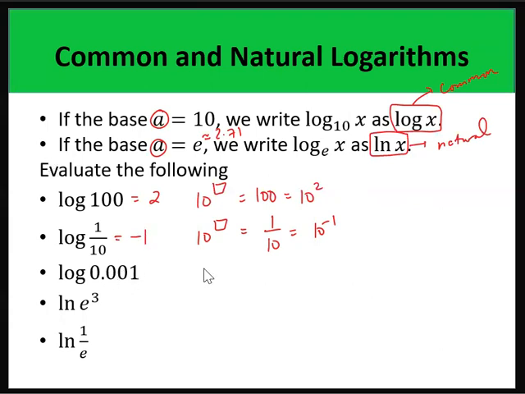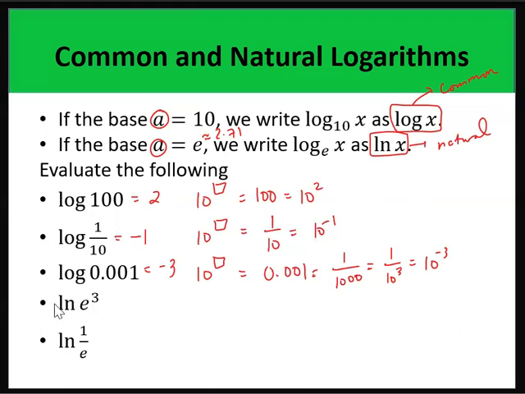Now for the third one, we have 10 raised to something is equal to 0.001. And this 0.001 is actually 1 over 1000, which is 1 over 10 raised to 3, or it can be written as 10 raised to negative 3. So which means that this is equal to negative 3.